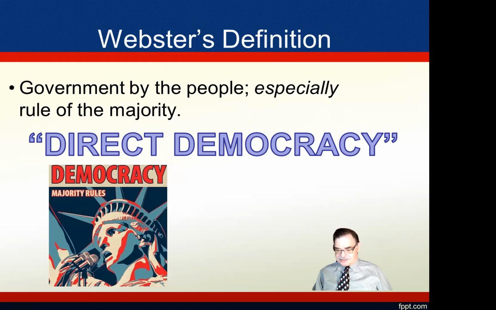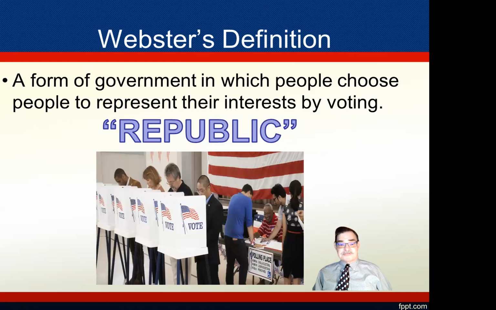Now, this is the part that gets a little confusing because in our form of government, as we found out in 2020, and as we found out in 2016 and in several other elections since the year 2000, the guy who gets the most votes doesn't always win. In 2020, that's what happened, but in 2016, it certainly isn't what happened. So it's not whoever gets the most votes, it's a little different than that. So Webster defines a republic as a form of government in which people choose other people to represent their interests by voting.